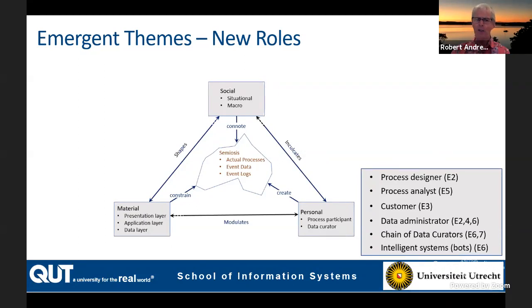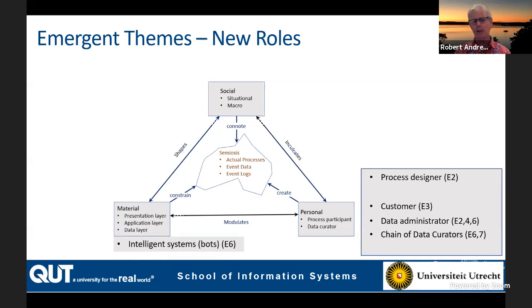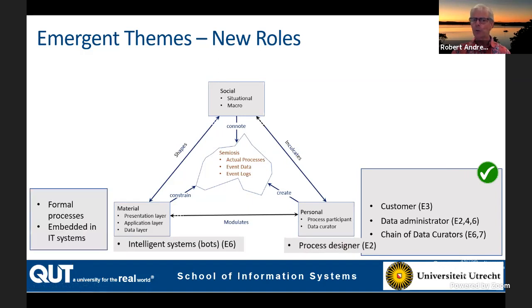Here we'll group the comments thematically. Firstly, the experts proposed several new roles for Odigos, including intelligent systems or bots. We feel that these things can be accommodated in the material world. And the experts raised the issue of process analysts. In our view, they are users of the framework, so we exclude this proposed new role. We do include the role of process designer in the personal world, but we then also include the formal process definitions embedded in IT systems in the material world.